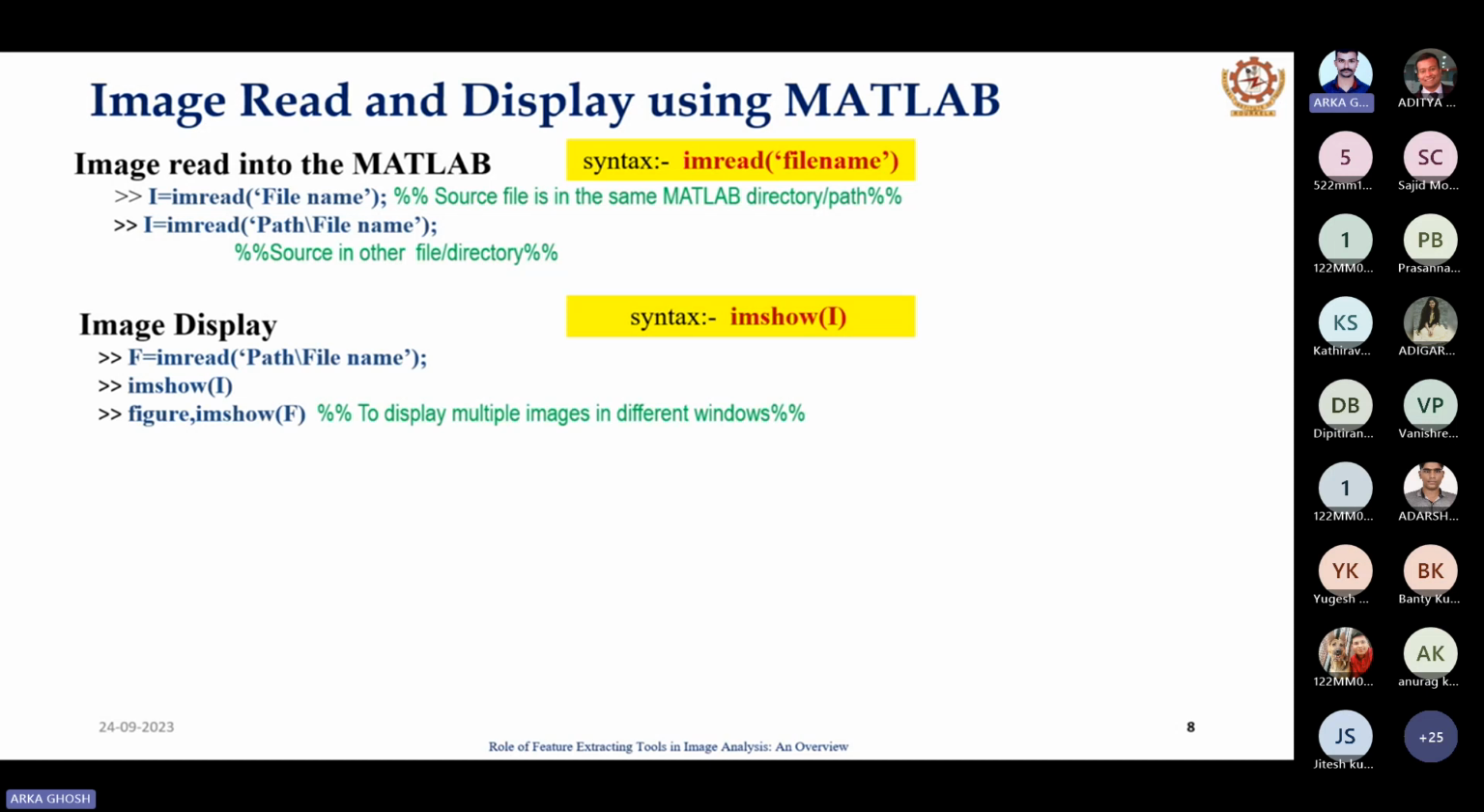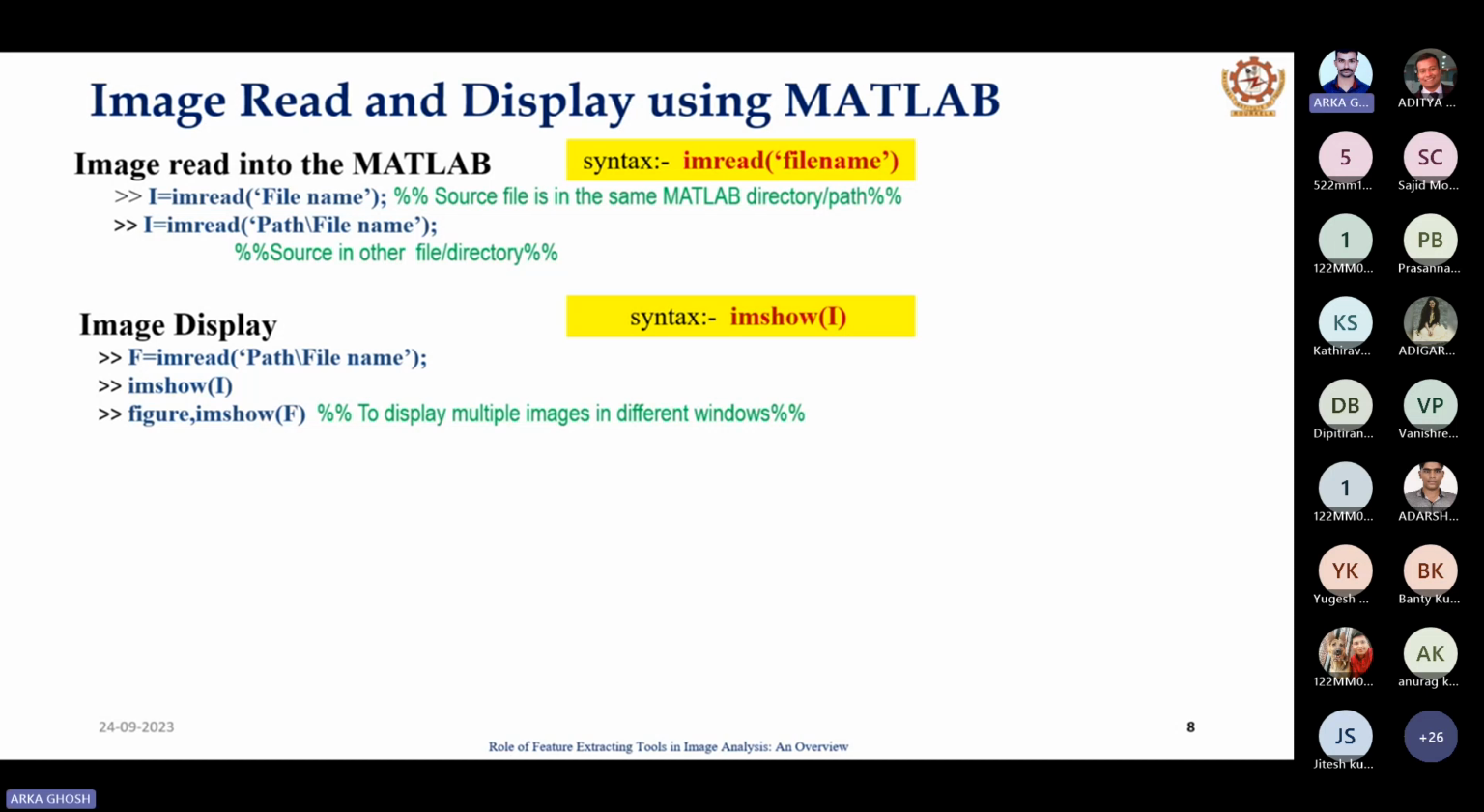Now, when we read that image in MATLAB, that image is nothing but a matrix. If it is a two-dimensional image, it will be a two-dimensional matrix. If it is a color image, it will be a two-dimensional matrix having three different layers, right? Now, if we want to display that image, we have read that image as I. So we have an image I, and if we want to display that image, it will be imshow(I).